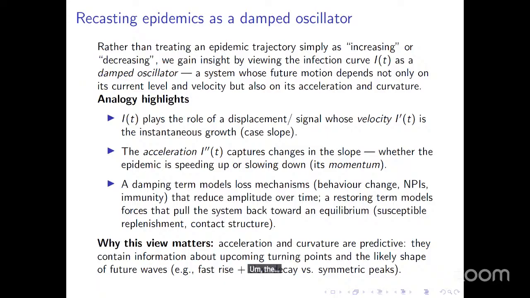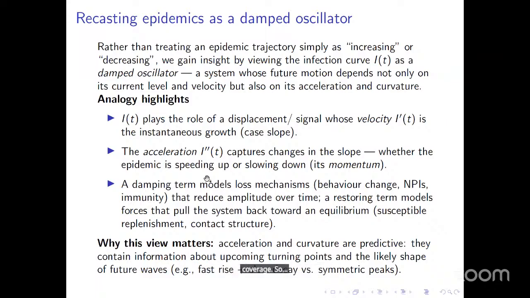Now, the damped oscillation. Rather than treating the epidemic trajectory simply as increasing or decreasing, we gain insight by viewing the effect of the curvature of the infected component. Remember, in an SIR model, we start with the susceptible, infected, and then the recovered, so I is the infected component. We treat I(t) as a damped oscillator, a system whose future motion depends not only on its current level and velocity, but also on its acceleration and curvature.